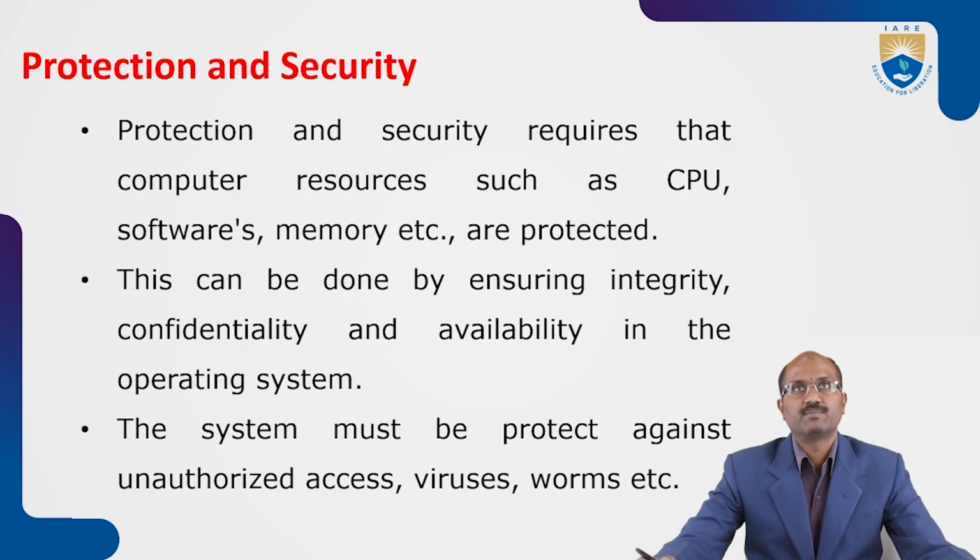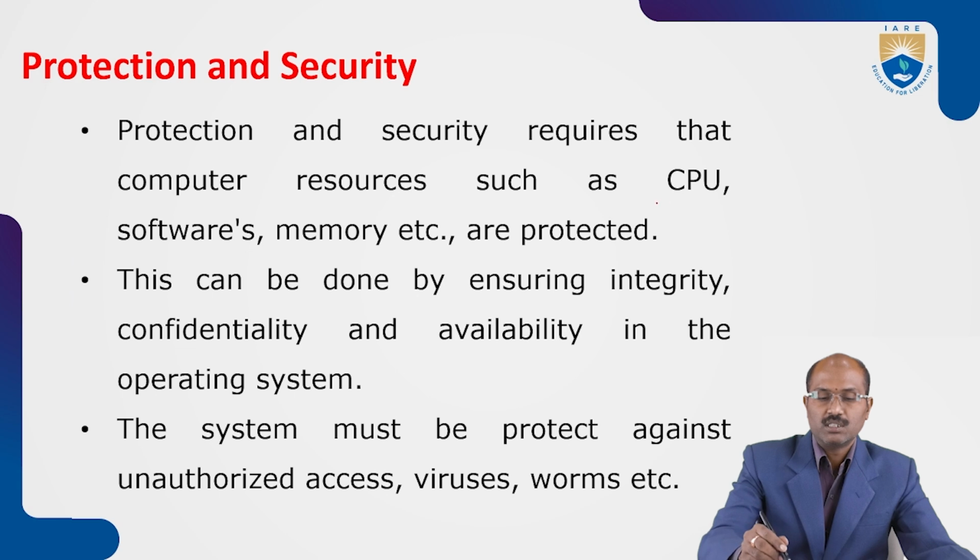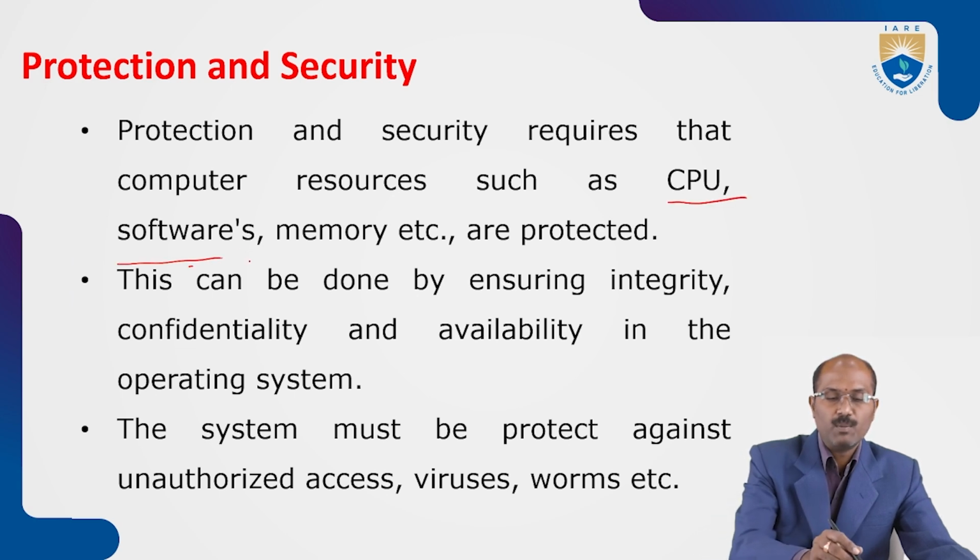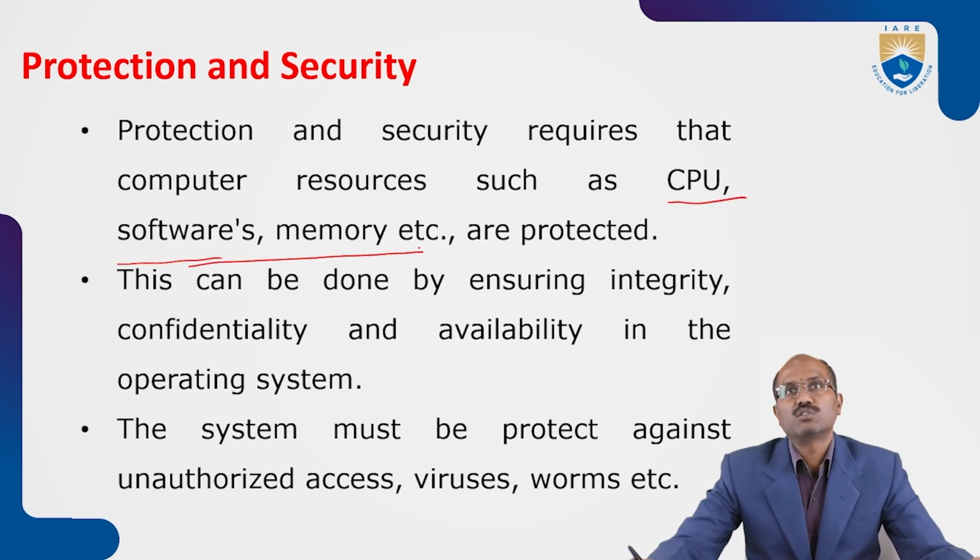Protection and security require that computer resources, such as the CPU, software, memory, and so on, are protected. We need to protect all these resources safely, so we maintain security. Protection is different, security is different. But these two together ensure integrity, confidentiality, and availability in the operating system.